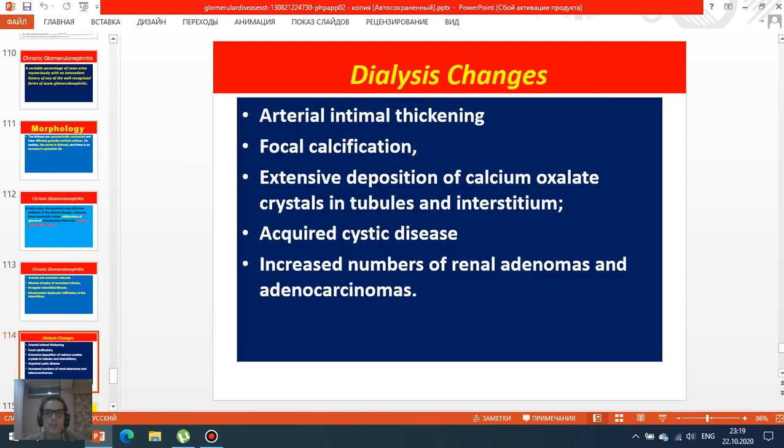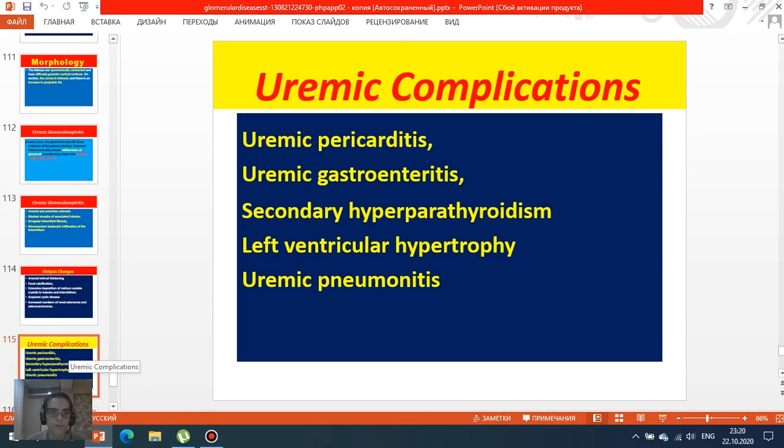Dialysis changes: arterial and intimal thickening, focal calcification, extensive deposition of calcium oxalate crystals in tubules and interstitium, acquired cystic disease, increased numbers of renal adenomas and adenocarcinomas, uremic pericarditis, uremic gastroenteritis, secondary hyperparathyroidism, left ventricular hypertrophy, and uremic pneumonitis.